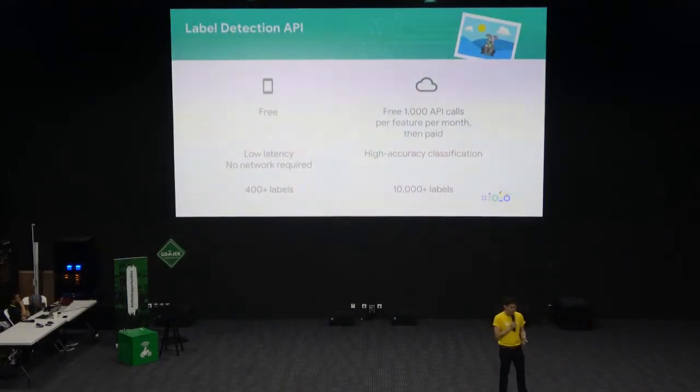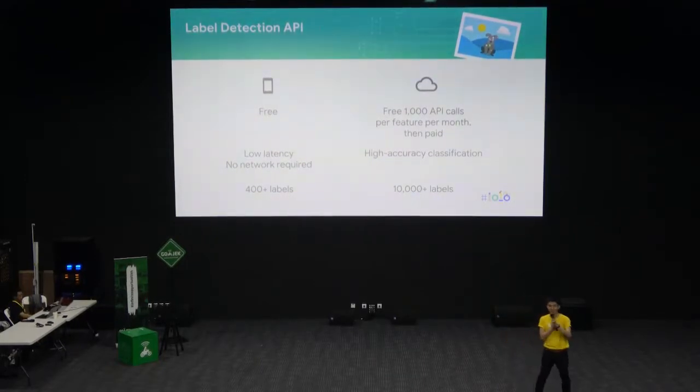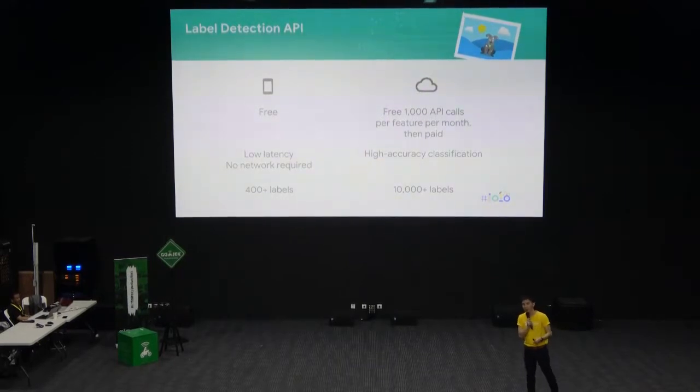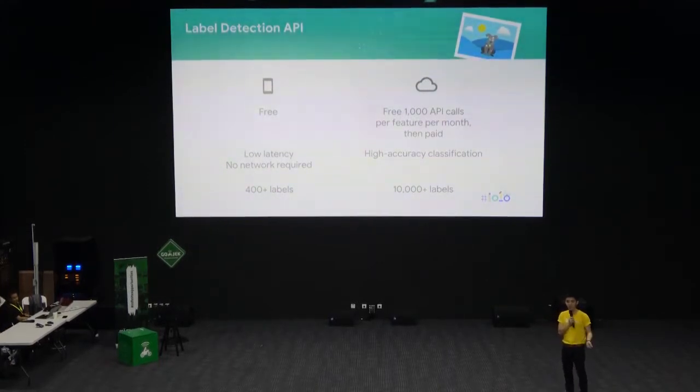So for image labeling, if you use on-device, everything is free for you. So low latency, no need for an internet connection, but you will get just 400 plus labels on device. If you use image labeling in the cloud, it means you upload your photo to the cloud. You get 1,000 API calls free, and after that you will pay. But the benefit of the cloud is more accuracy because there are more than 10,000 labels in the cloud.